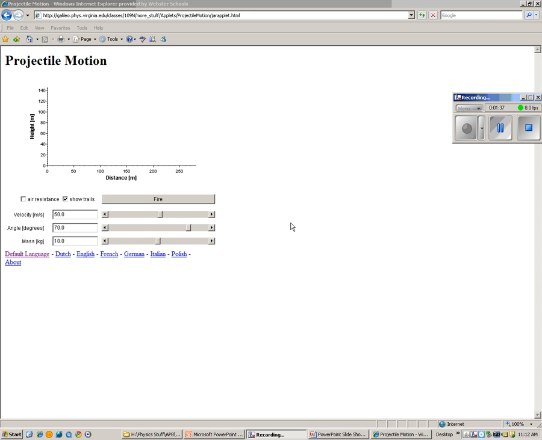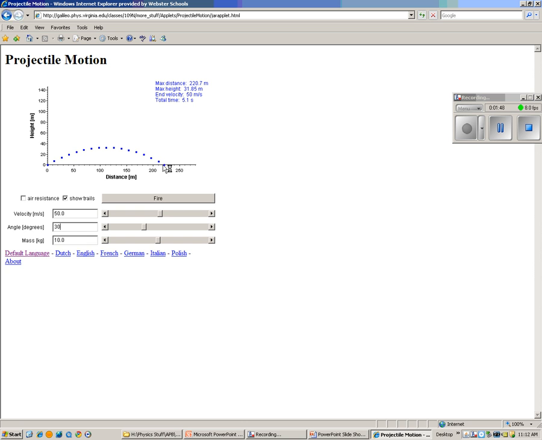Some features about projectile motion I want to take a look at is that we're going to shoot this projectile at a 30-degree angle. You see it lands a certain distance away. And now I want to have it land at the exact same point, but shoot at a different angle. What I would do is change it to 60 degrees and fire, and it would come straight up and straight down at the exact same point.